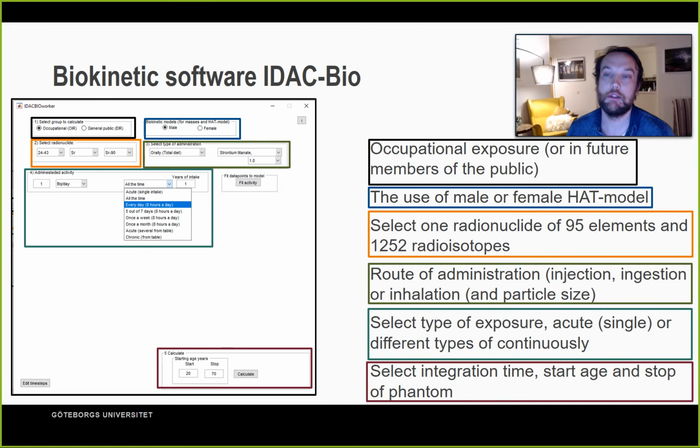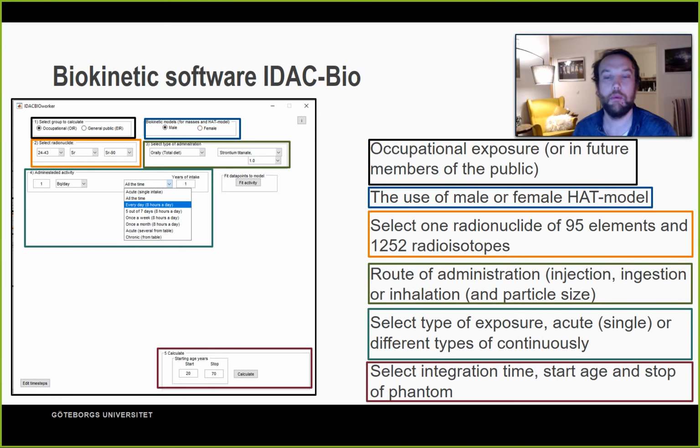You can also select, instead of only acute, continuous intake all the time. You can make up a time span for this continuous intake. You can say that every day, 8 hours a day exposure, or you can have exposure 5 out of 7 days, 8 hours a day, once a week, once a month. And then it will be exposed until a certain determined period.